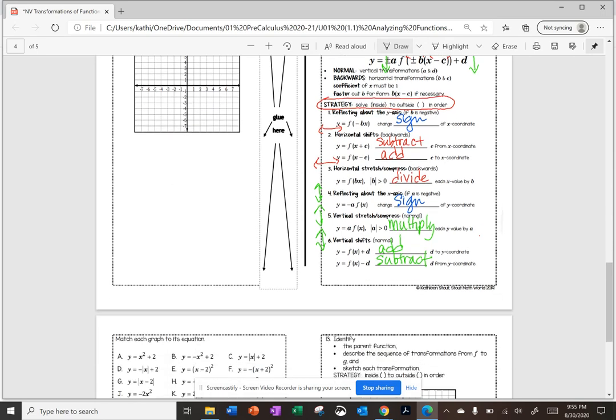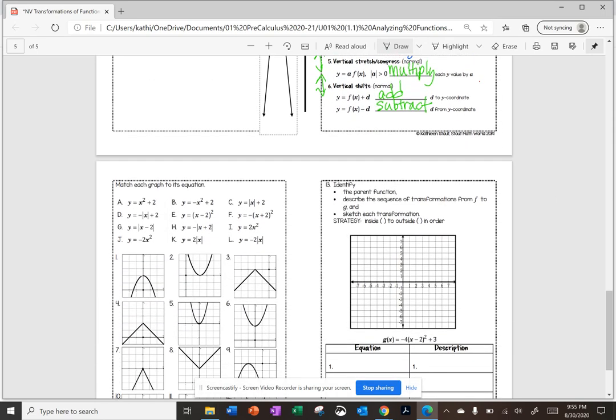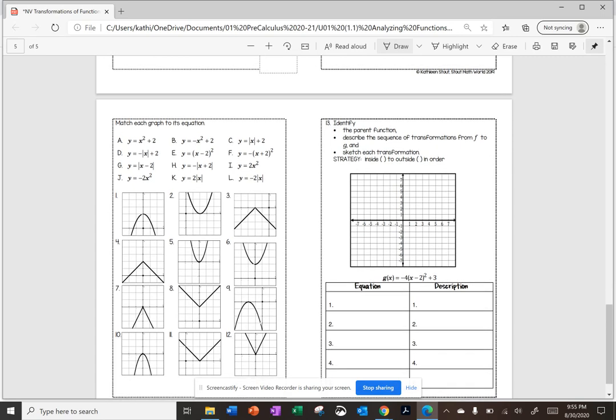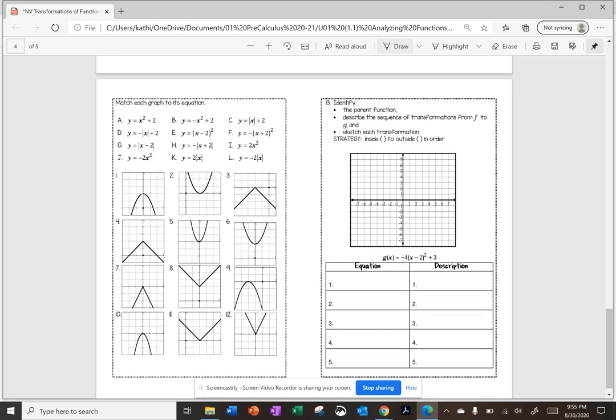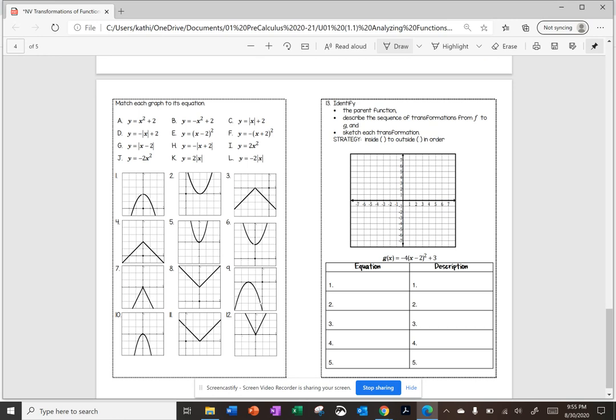Okay, so let's do some examples here. I want you to take a minute and match 1 through 12. Pause the video and write the letter under the number. So the first one would be B. Pause your video, take a minute, and then come back and check.